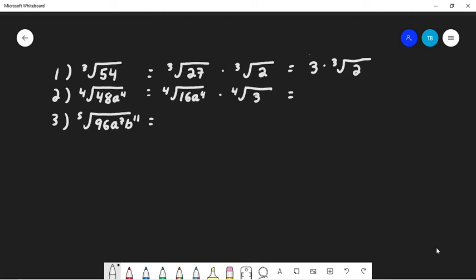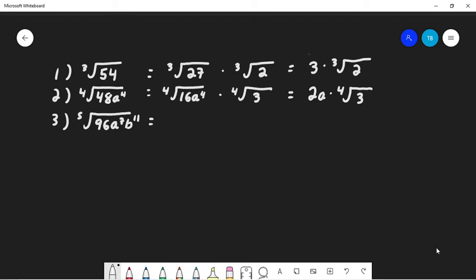So we can rewrite that first expression as 2a times, and then the second expression, we can't simplify that any further. That's going to stay the same. It'll be the fourth root of 3. So our final answer here would be 2a times the fourth root of 3.